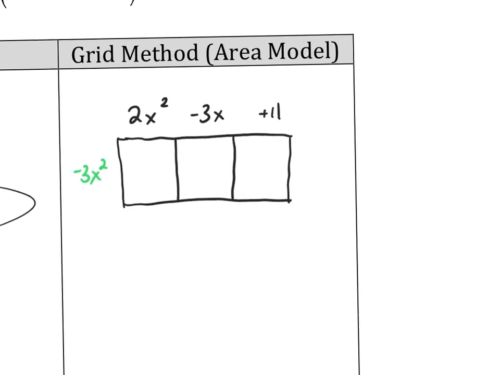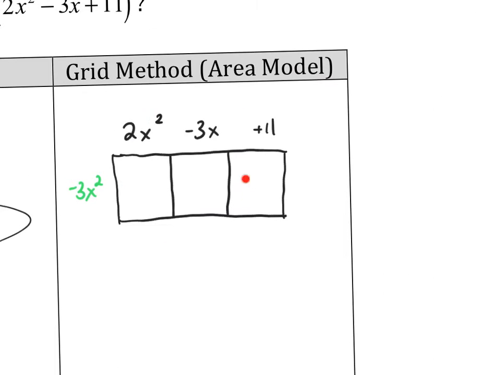The last method is called the grid method, sometimes called area model or box method or something like that. The idea is, since we are multiplying a monomial, a 1, by a trinomial, a 3, we end up having a 1 by 3 box. And what we do is we write the trinomial here and the monomial here, and the product goes inside. So this times this gives me the result there. Negative 3x squared times 2x squared gives me negative 6x squared.